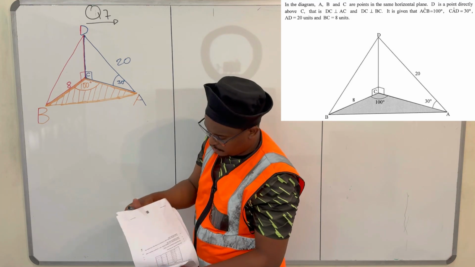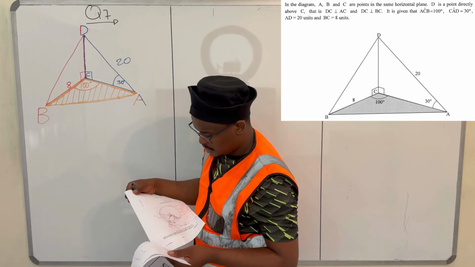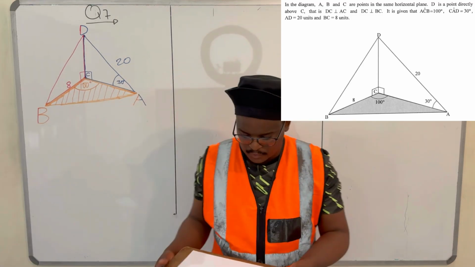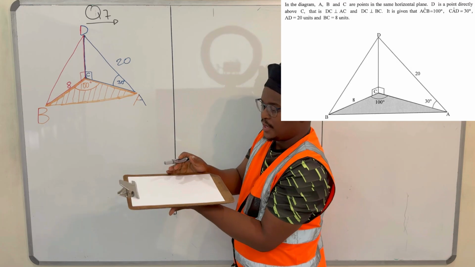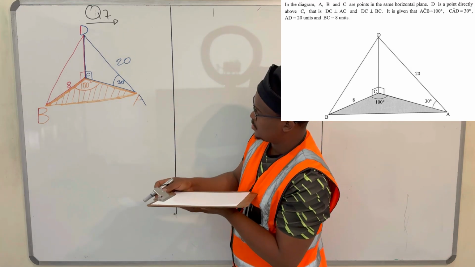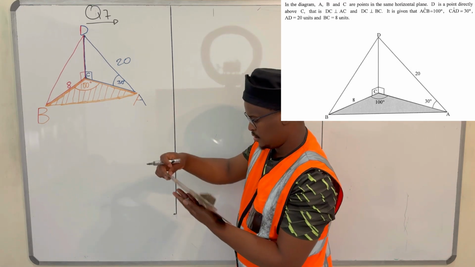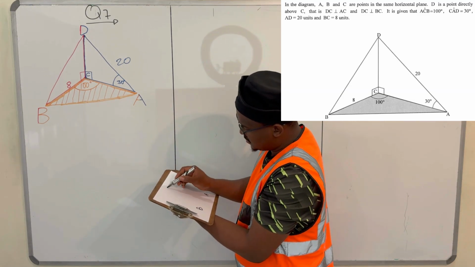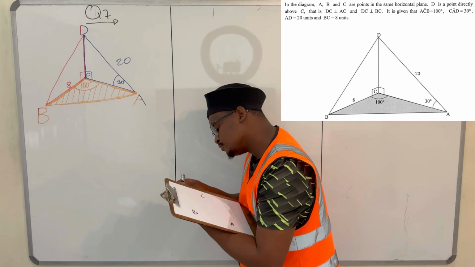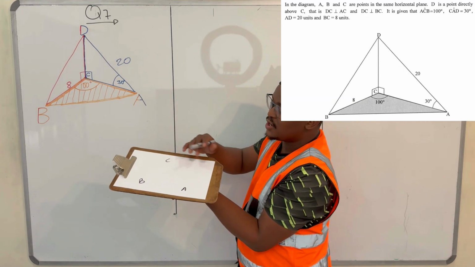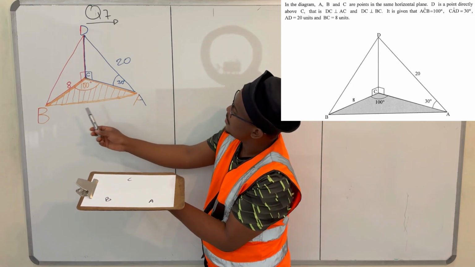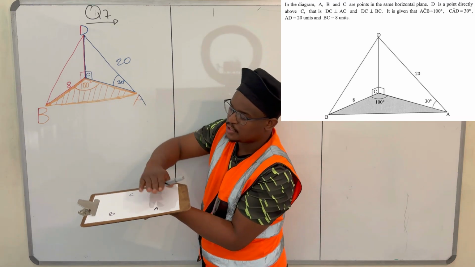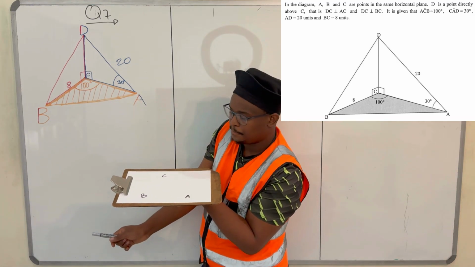Let me find a blank page here. Okay, so here's the situation. There's A, there's B, there's C. This is the horizontal surface here. On the diagram it doesn't look very horizontal, but they're saying that A, B, and C are on the same horizontal surface, like this one here. I hope it makes sense.